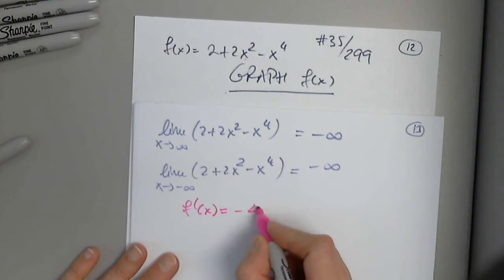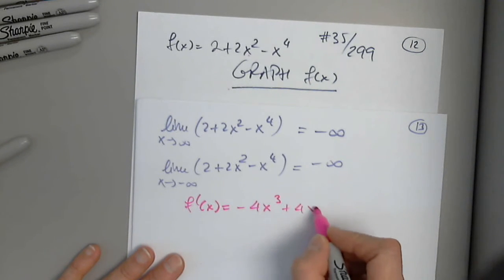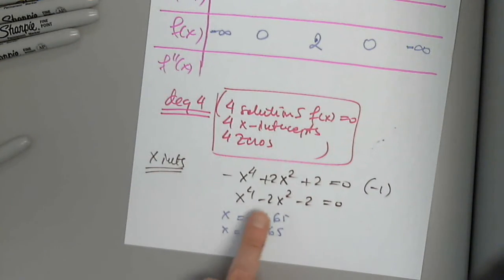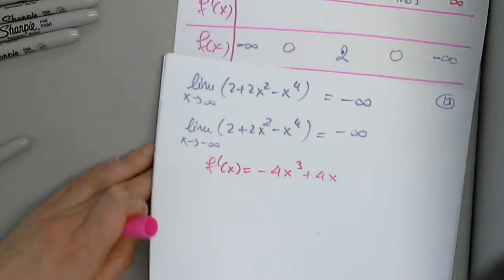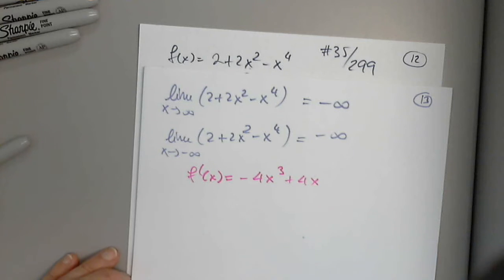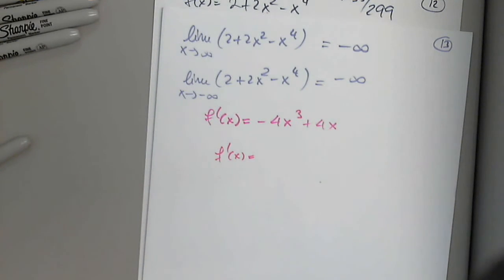Negative 4x cubed plus 4x. When we solve the equation, I can solve either this or this. But when I define the derivative, I am stuck with the function. I can't make any changes. Good. So now I determine what?